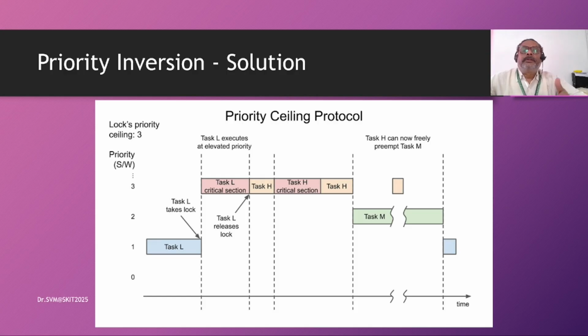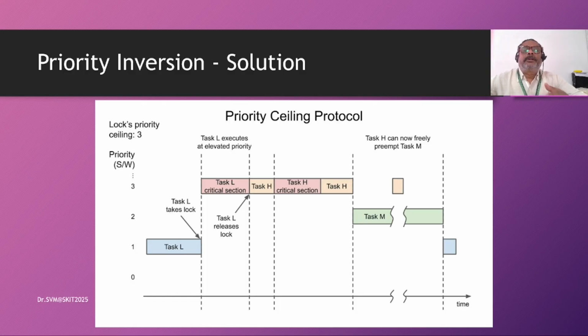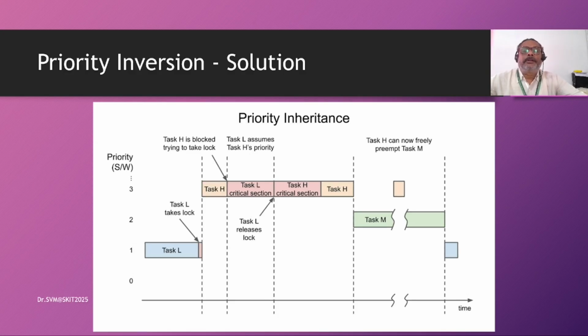So there is no chance of a high priority process waiting for a low priority process to complete its job, and hence this way we can avoid the priority inversion problem. So that's one solution for the priority inversion problem. There's another process called the priority inheritance problem.